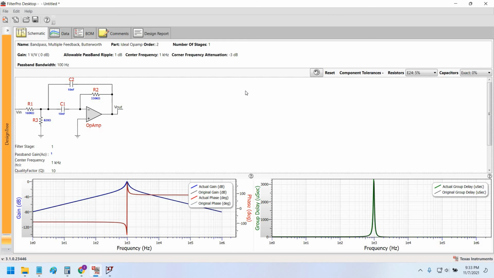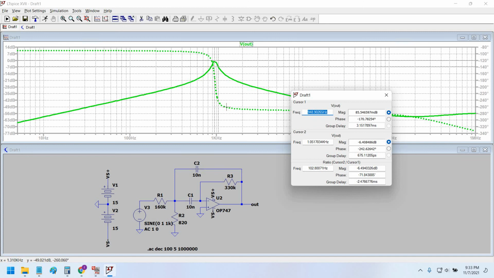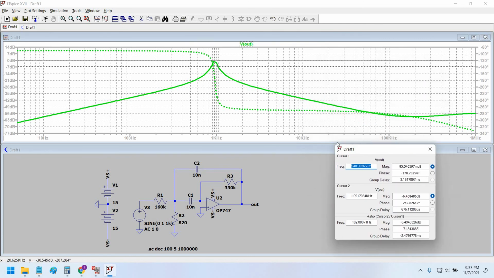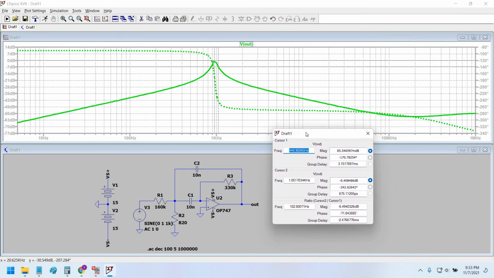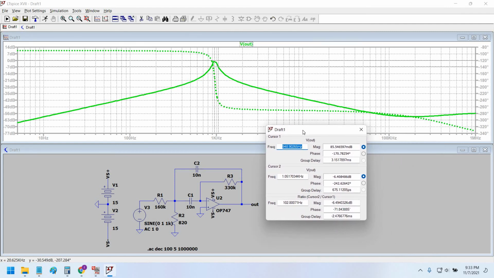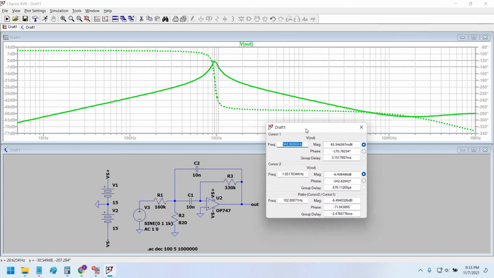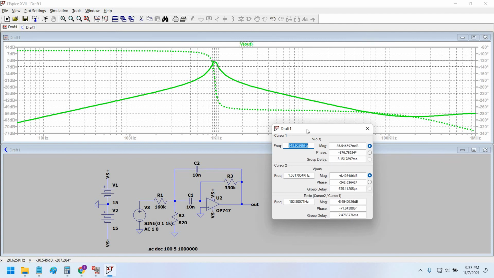LTSpice results match with the FilterPro results for the band pass filter with a cutoff frequency of 1 kilohertz and bandwidth 100 hertz. I hope this video was useful for you guys. In the next video we are going to explore more into the analog circuits and filters as well, and some other circuits as well.